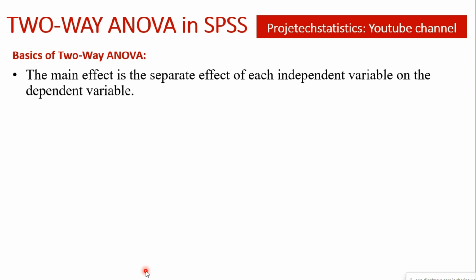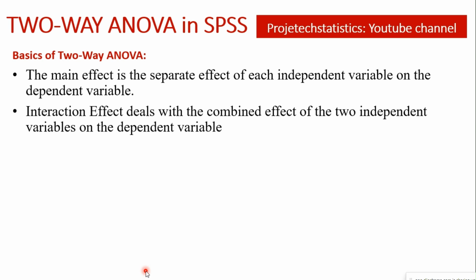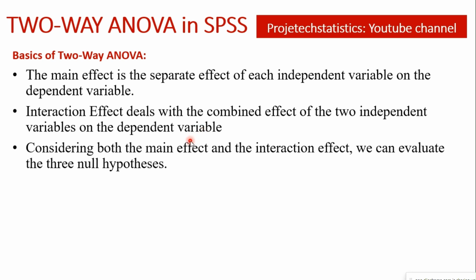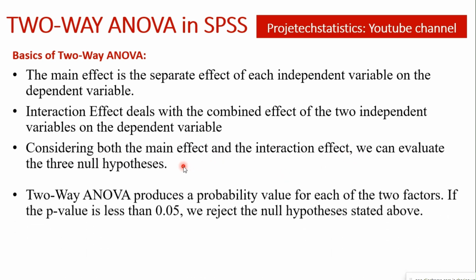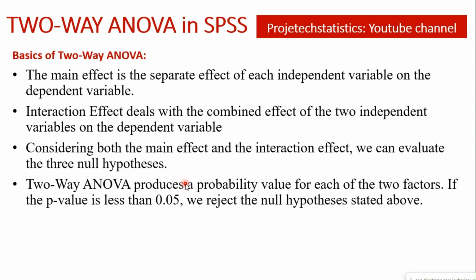Now, the main effect is the separate effect of each independent variable on the dependent variable. Then we also have the interaction effect, which deals with the combined effect of the two independent variables on the dependent variable. Considering both the main effects and the interaction effect, we can evaluate the three null hypotheses. Two-way ANOVA produces a probability value for each of the factors. If the p-value is less than 0.05, we reject the null hypothesis.